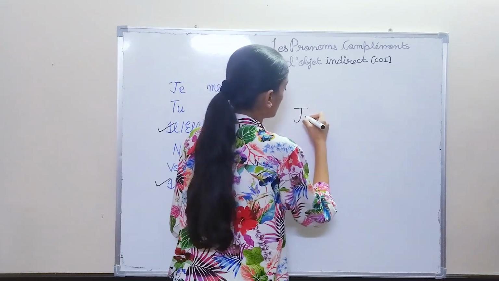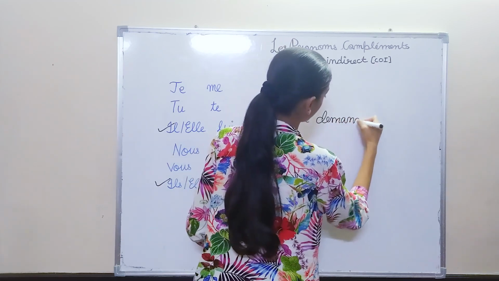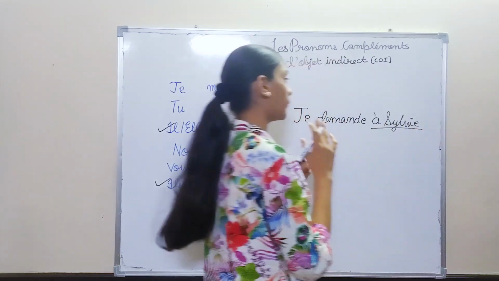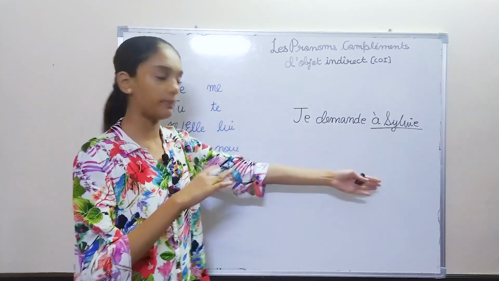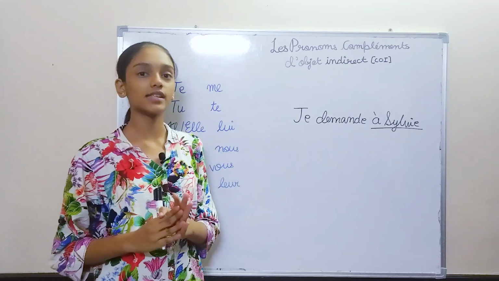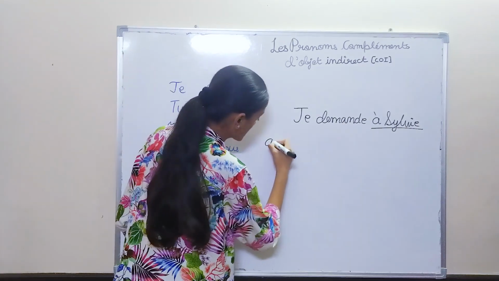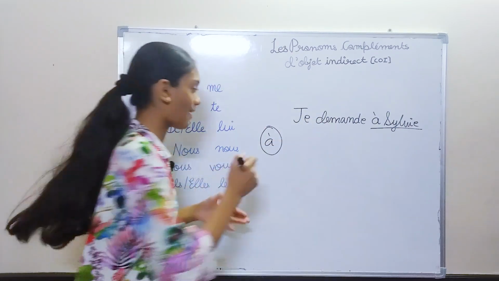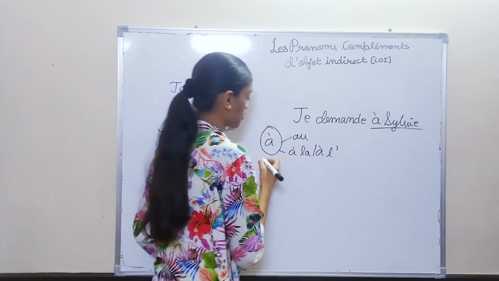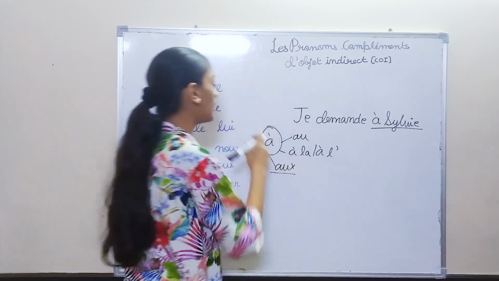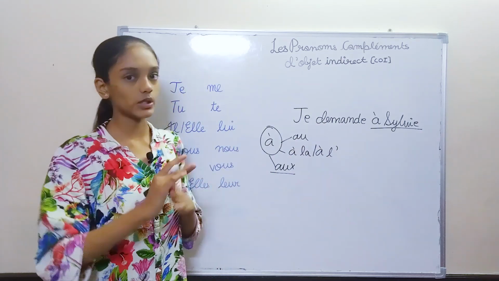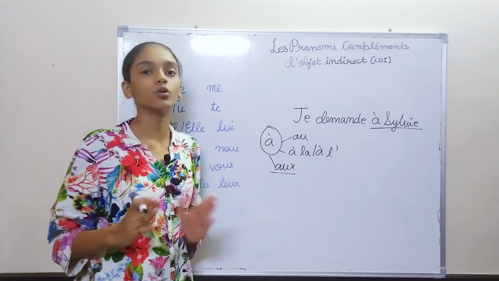I take the example: je demande à Sylvie. In this sentence, we need to replace Sylvie with a pronoun. How do we identify whether it is COD or COI? Identifying COI is very simple. All you need to look for is à in the sentence or its family, which includes au, à la, à l', or aux. If any of these is there in a sentence and it's underlined, which means that is what you have to replace, then it's COI. It's that simple.